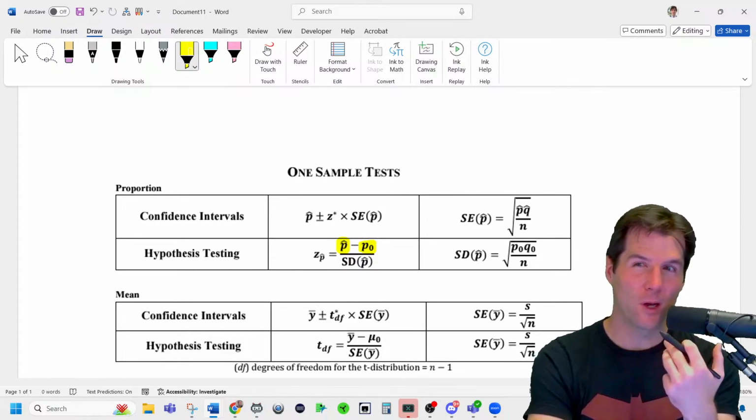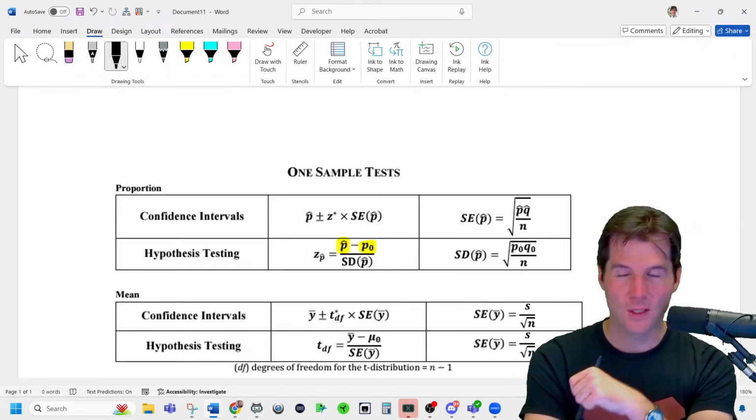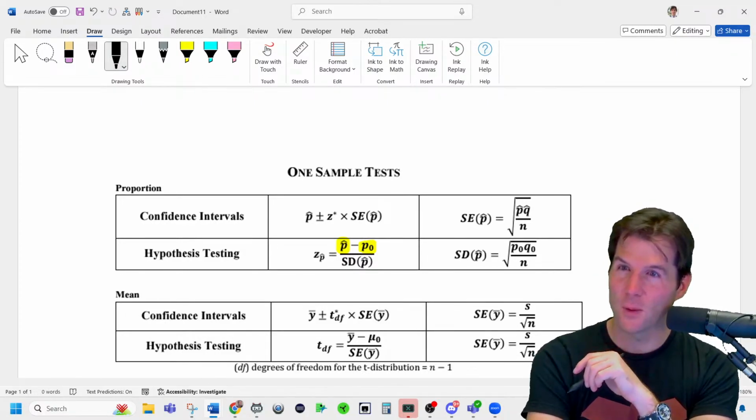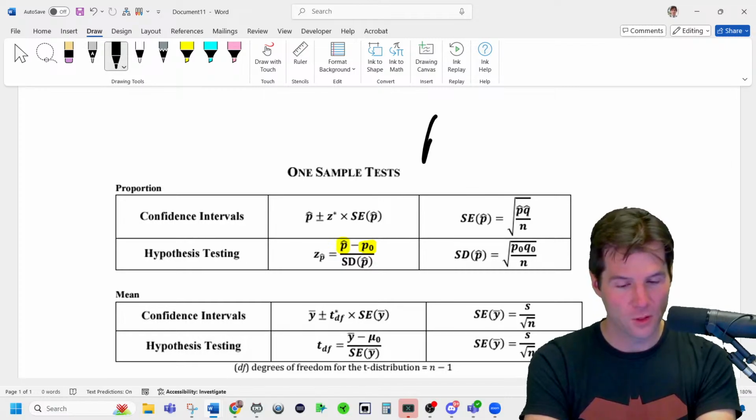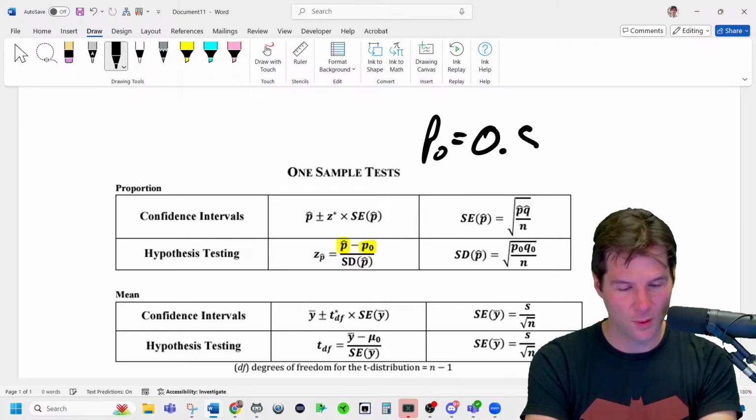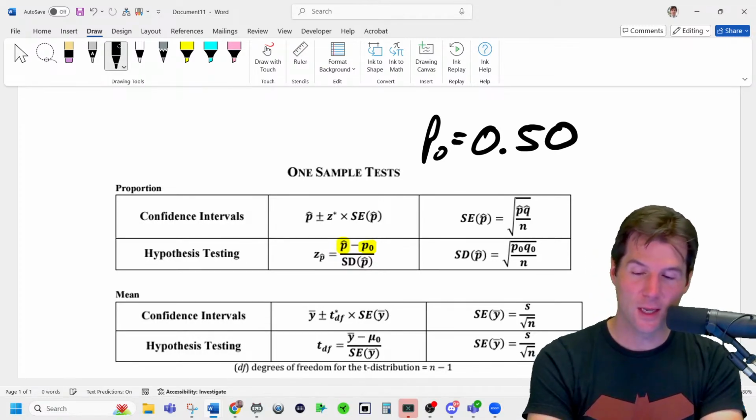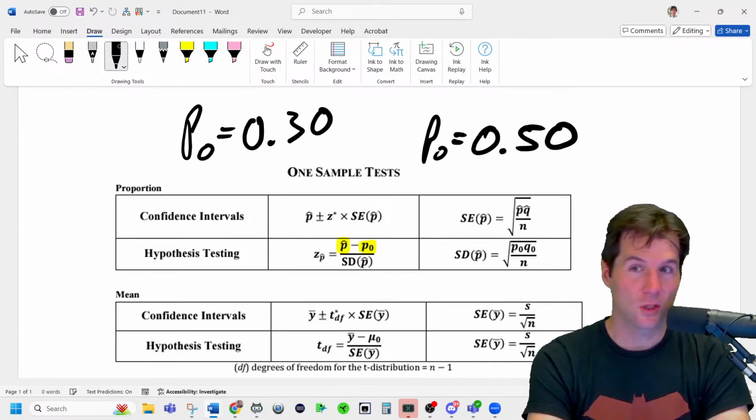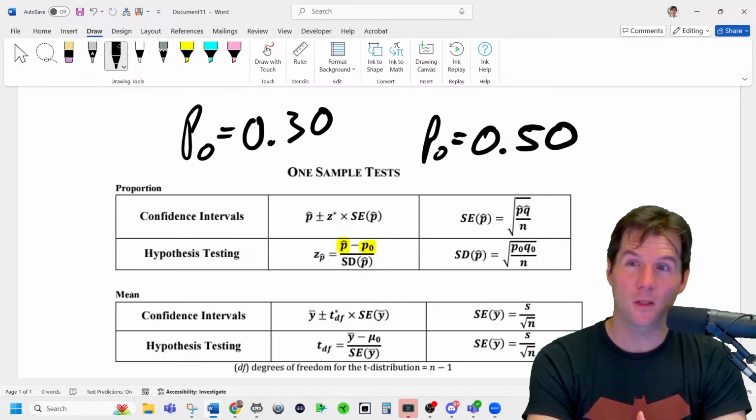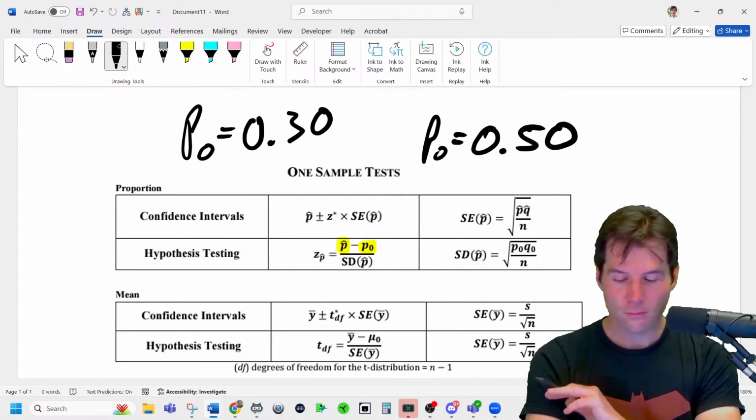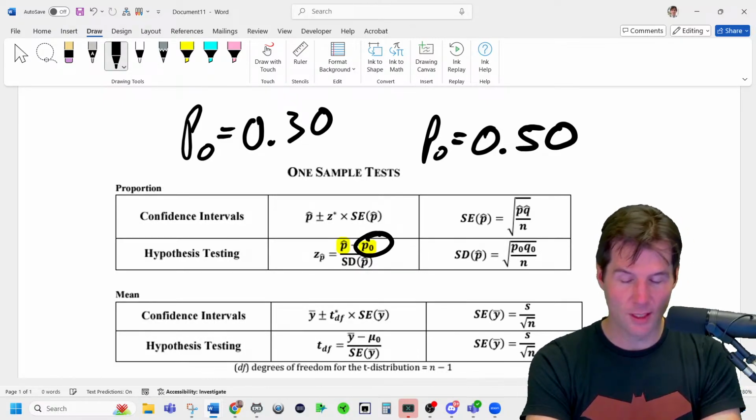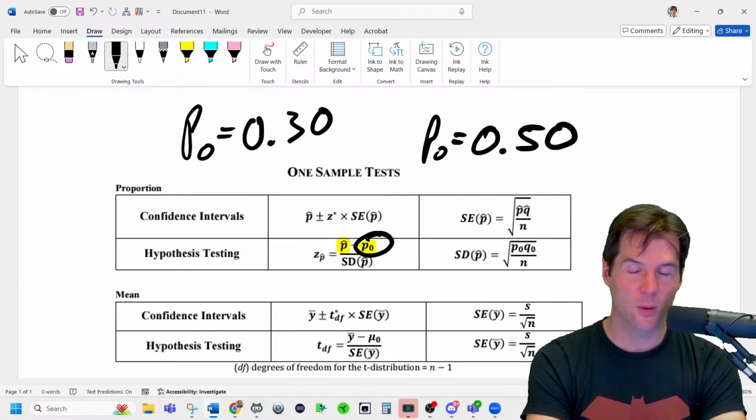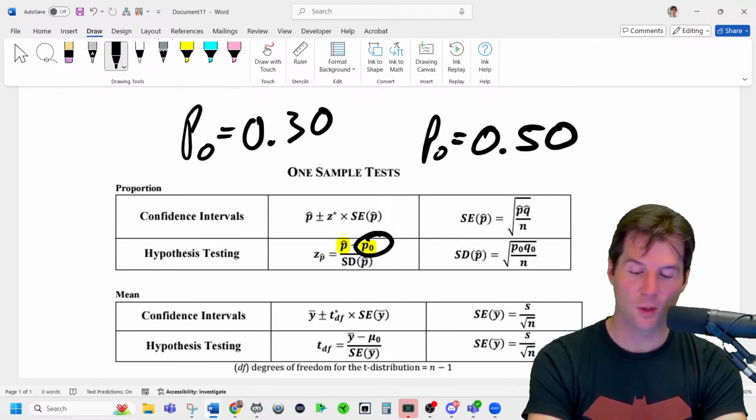So how would p naught be worded in a question? Well, it would say something like, Brian believes that 50% of students love Taco Bell. So you would write p naught equals 0.50. Brian believes that 30% of students are from New York. Notice that is not data-based. It's just a belief. It's a hypothesis. So the null does not have data supporting it or denying it yet. That's why we run the test to see how far things are away.